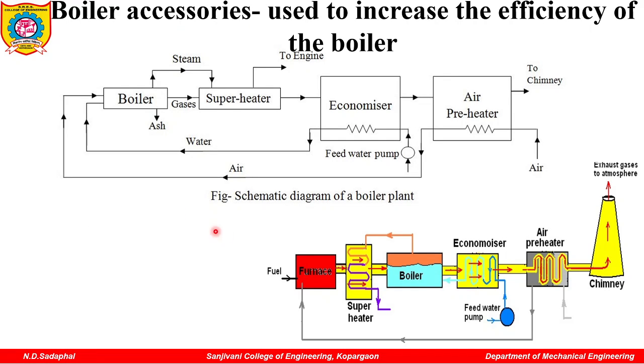Now, three accessories are there. One is a superheater, then economizer and air preheater. All these accessories are mounted with the boiler, and are used to increase the efficiency of the boiler. If any one accessory is not there, then there will not be any problem. It is not necessary to put accessories. Boiler accessories are used to increase the efficiency of the boiler, and boiler mountings are for safety. Boiler mountings are compulsory for the boiler. Boiler accessories are not compulsory.